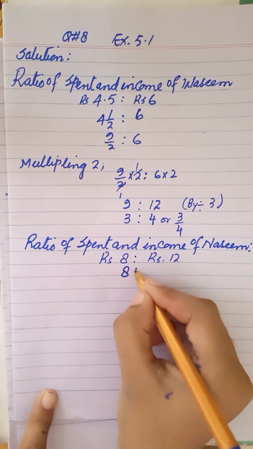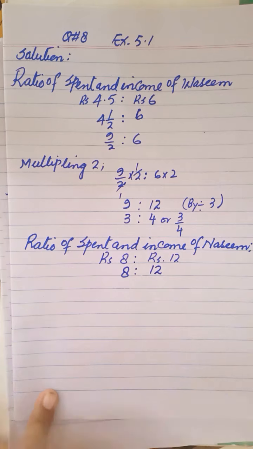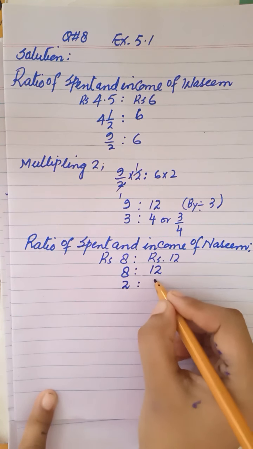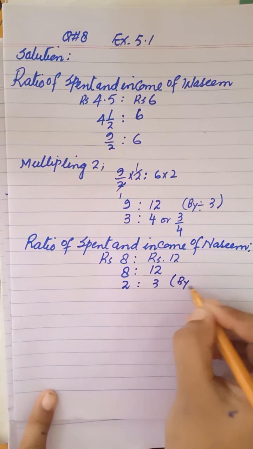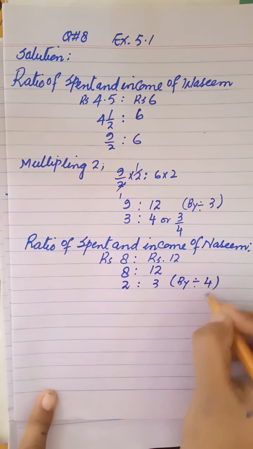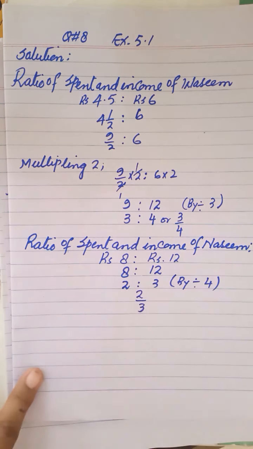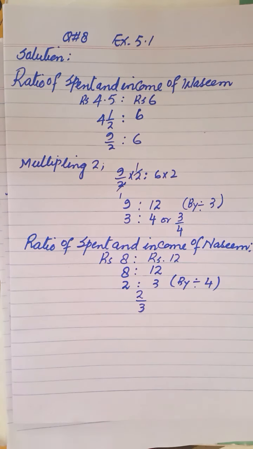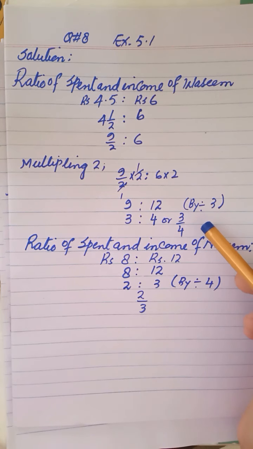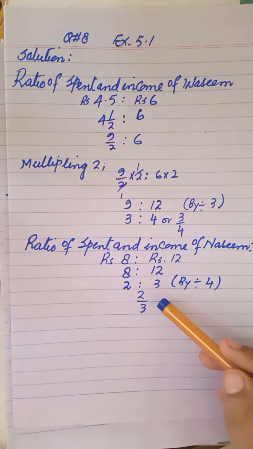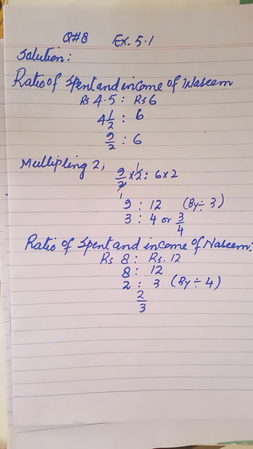So if I reduce 12 and 8 by dividing by 4, it will become 4 2s are 8 and 4 3s are 12, by dividing by 4. Or I can write it as 2 upon 3. 2 ratio 3 can be written as 2 upon 3. Now this is the ratio of Wasim's expenditure and income, and that is 3 upon 4. That is the ratio of Naseem, that is 2 upon 3 of his income and expenditure.